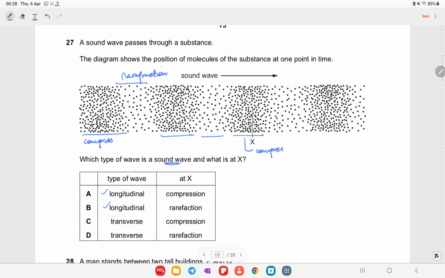So let's check which one is the right one. Your answer will be A, because this is right, but this is not right. Okay, so this is the right answer.